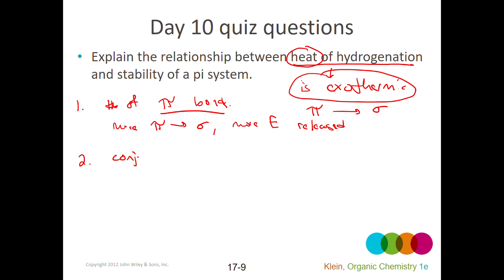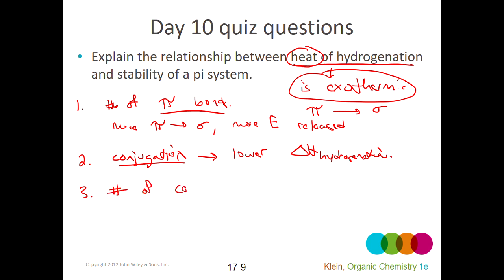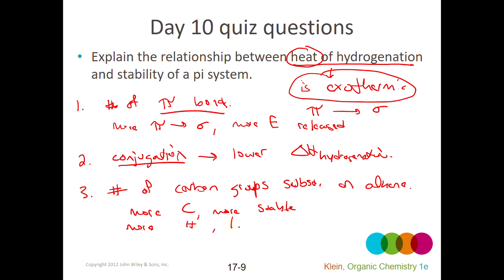2, conjugation. We just saw that. That's 15 kilojoules per mole. That extra conjugation made it more stable. So if it's conjugated, it's going to have a lower heat of hydrogenation because it's more stable. Last semester, we talked about the number of carbon groups substituted on the alkene. More carbons, more stable. More hydrogens, less stable. And so if it's already more stable, it's lower in potential energy. And so it has less energy to release upon hydrogenation.